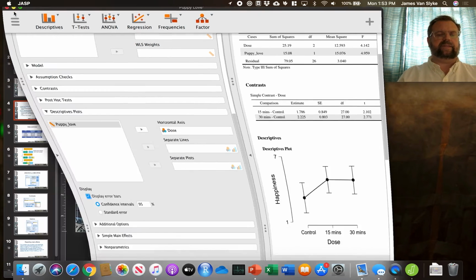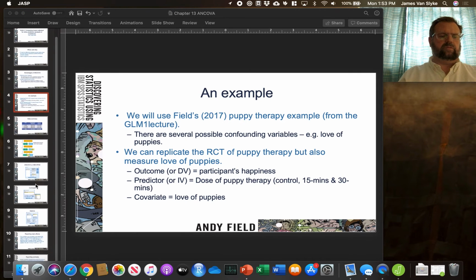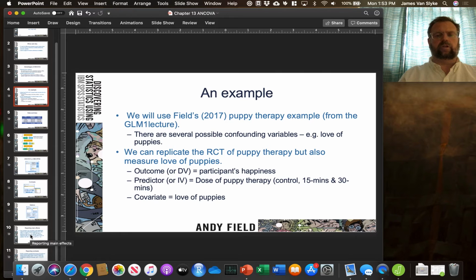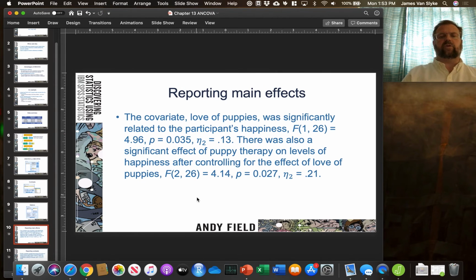So when we write these up, the way that we write these up is first off, we will list the covariate. So the covariate, love of puppies, was significantly related to the participant's happiness, and we'll list the F value, P value, and then the eta squared as our effect size. So that's the first sentence.